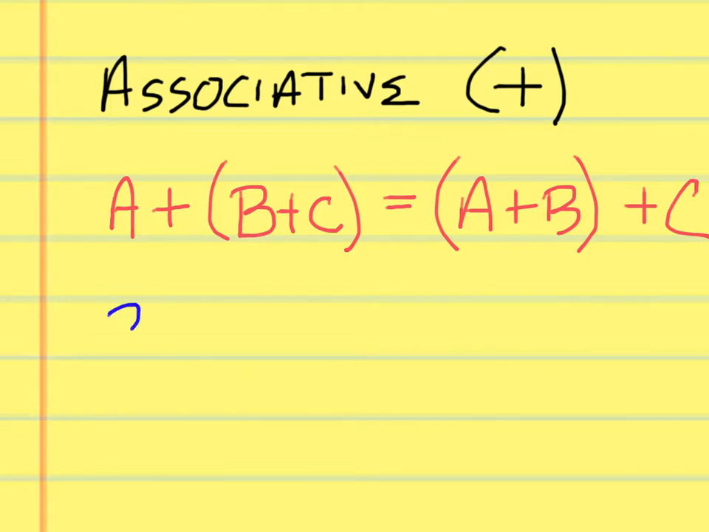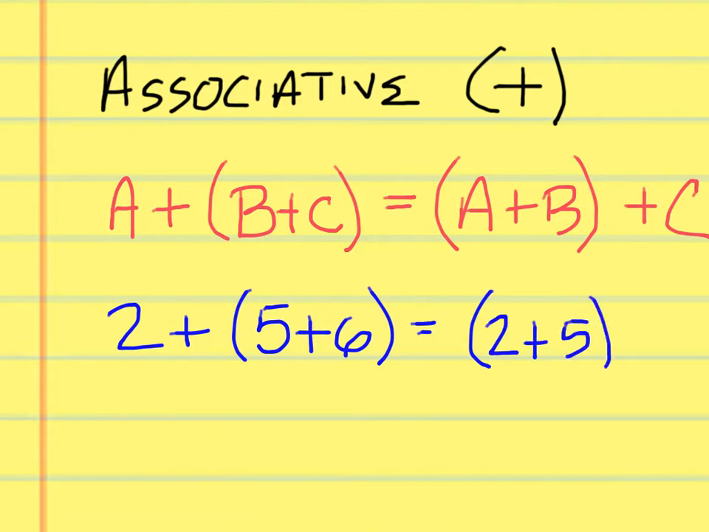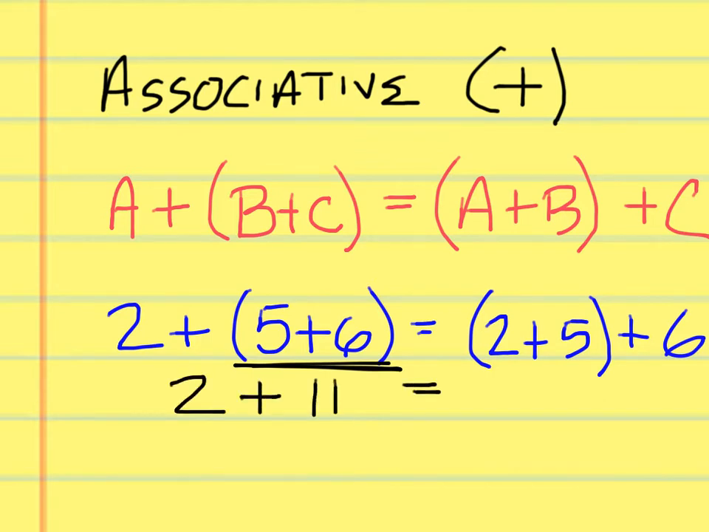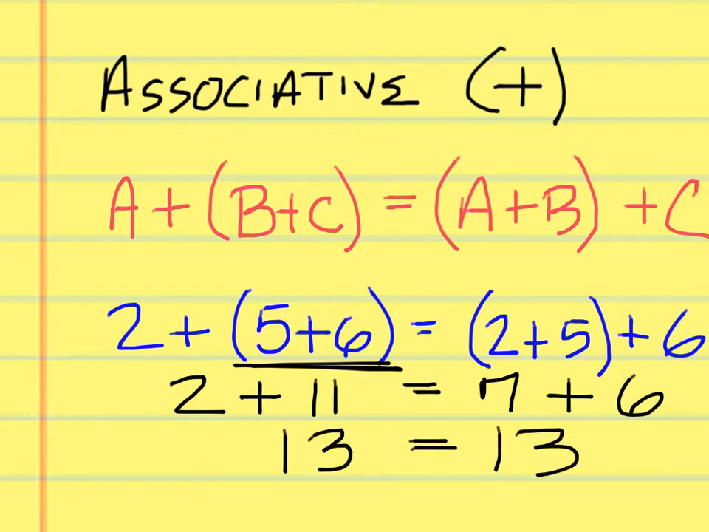So for example, if I had 2 plus the quantity 5 plus 6, I could do it as the quantity of 2 plus 5, close the quantity, plus 6. Look at the left-hand side. If I add 5 and 6 together first, I get 11. And I can add that with the 2. On the right side, what if I added the 2 and the 5 together first? I would come up with 7, and then add that with 6. 2 plus 11 is 13, and 7 plus 6 is also 13.